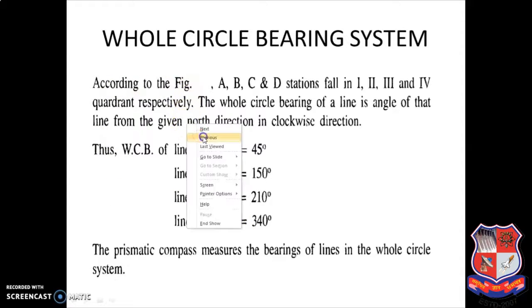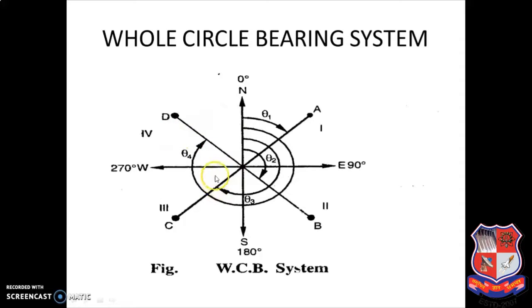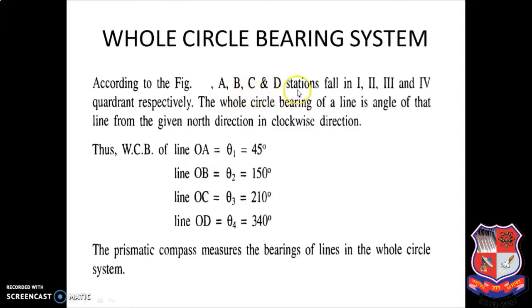According to the figure that I have shown you, A, B, C and D stations fall in the first, second, third and fourth quadrant respectively. The whole circle bearing of a line is the angle of that line from the given north direction in clockwise direction. We have already seen this. For example, if you take WCB of line OA, theta 1, these are arbitrary values. Theta 1 means 45 degree, lies between 0 to 90 degree. Line OB is equal to theta 2 is equal to 150 degree, which lies in the second quadrant. Line OC is equal to theta 3 is equal to 210 degree, which lies in the third quadrant. And line OD is equal to theta 4 is equal to 340 degree, which lies in the fourth quadrant.